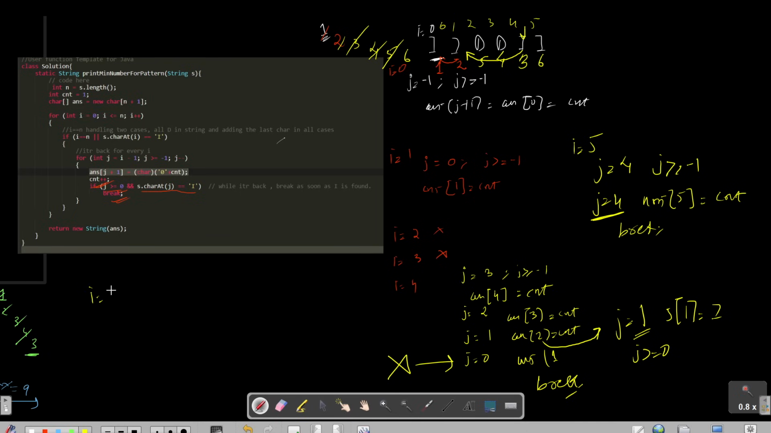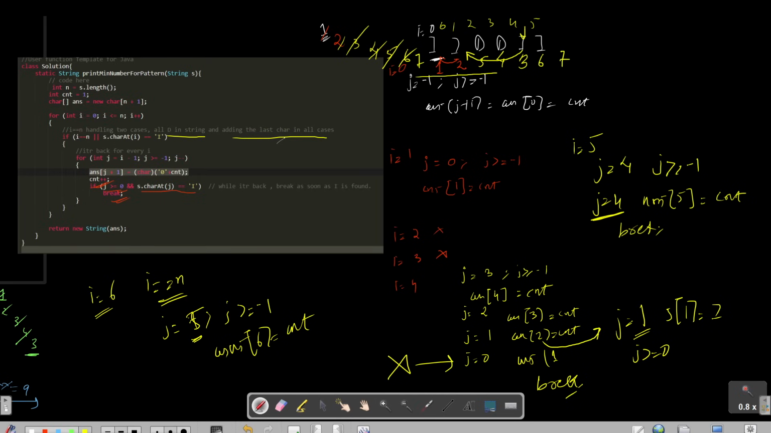Then the last iteration would be for i equals 6, and here i is actually pointing to n. And that is what I was saying, that i equals n is handling two cases, that is, all d in a string, or adding the last character in all the cases. So for i equals n, you again start your iteration from j equals 5, till j less than or equal to minus 1, right? So for j equals 5, what do you need to update? You need to update your answer of 6 with your current count. Previously the count was 6, now it would be 7. So here a 7 would be added. And finally, you will be returning this value, and this is your answer for this case.